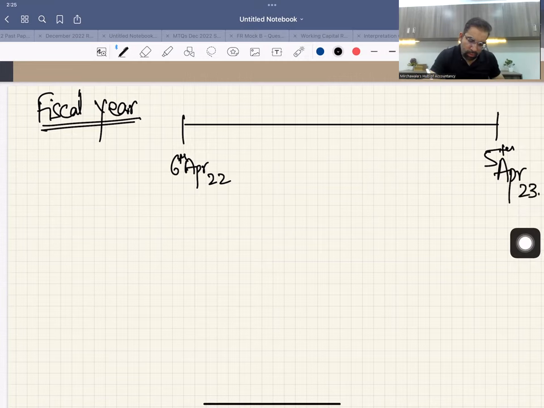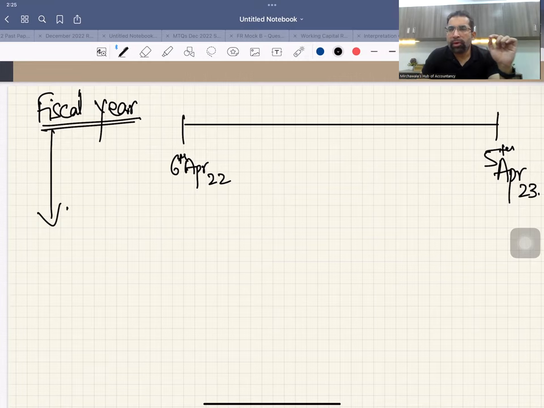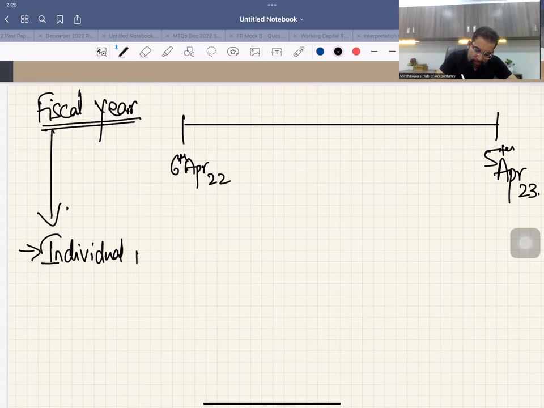What is fiscal year? Fiscal year is any time period for which a country makes budgets, prepares budgets, and allocates the resources to different people. Or fiscal year is any time period for which an individual pays tax. So the better word is: individual pays tax for fiscal year.